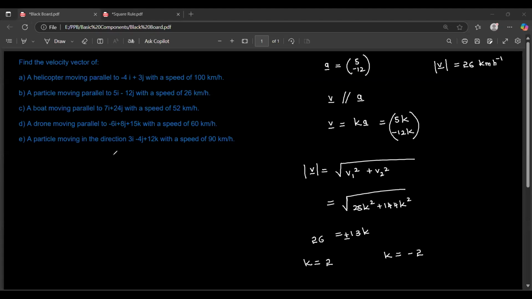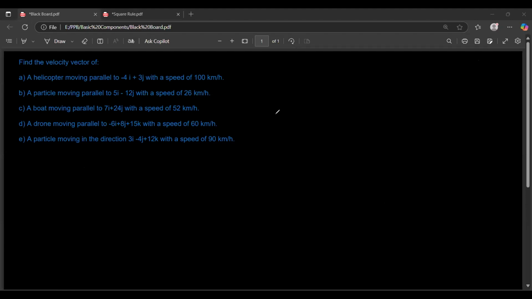Whichever it is, we don't mind, because for the second question, if k is equal to 2, v will be equal to 10, minus 24 kilometers per hour. Or if k is equal to negative 2, v is in the opposite direction, so minus 10, plus 24 kilometers per hour. That's it.